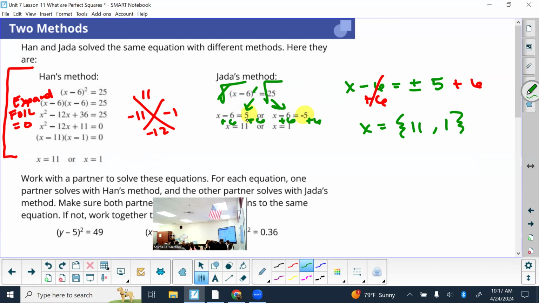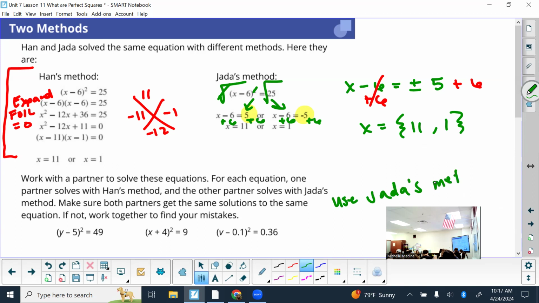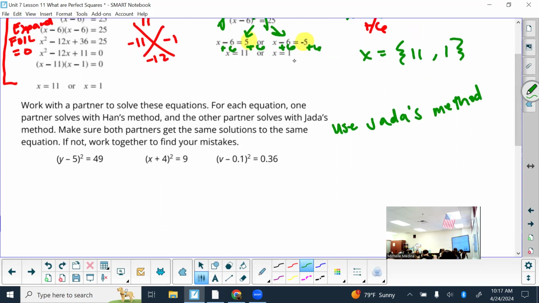So Han's method we've already done. I would like you to practice these problems, solving for your zeros, your solutions, using Jada's method. If I split it up between you guys, I want you practicing this other method, not the same method we've been practicing for the past like 5 lessons. Use Jada's method, which is shown here, to solve things like these 3 problems. Maybe 5 minutes.